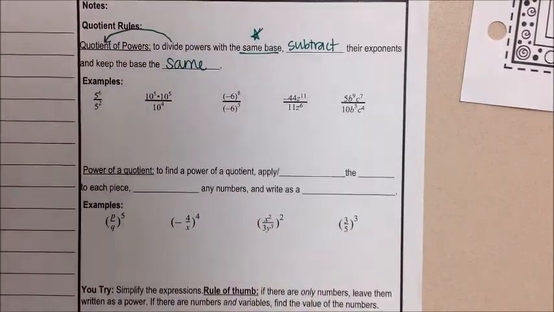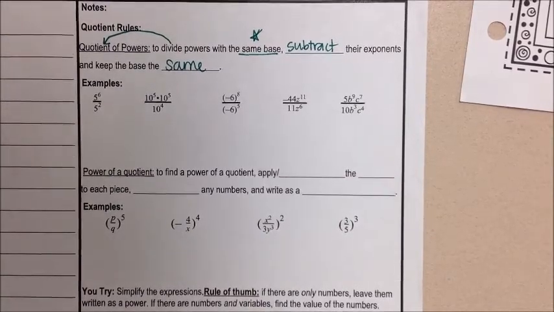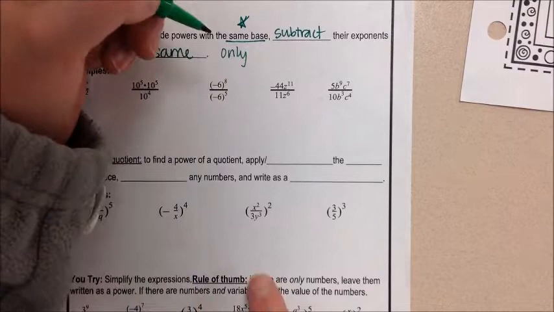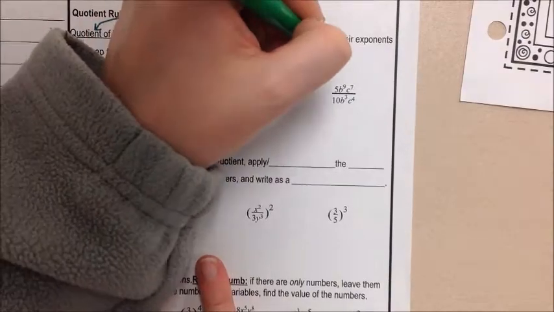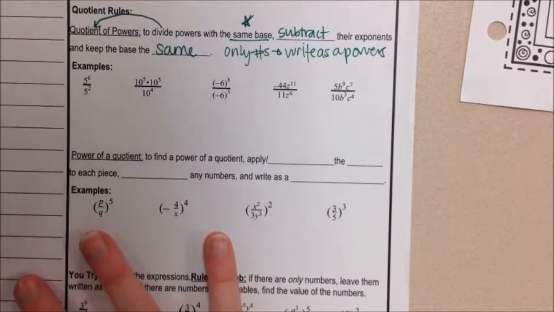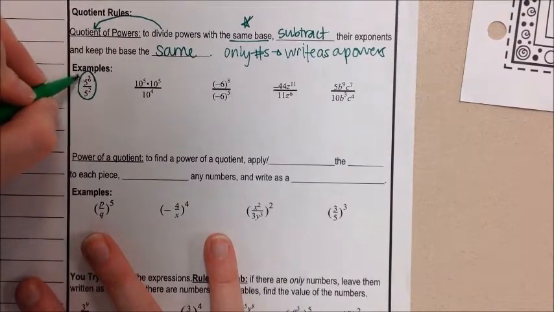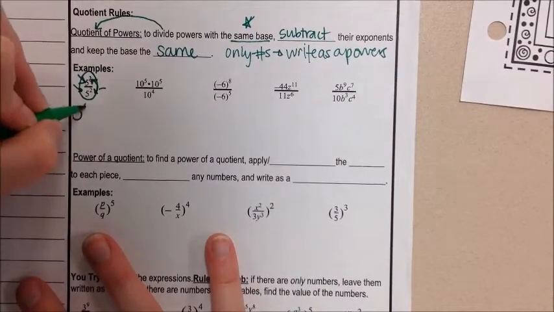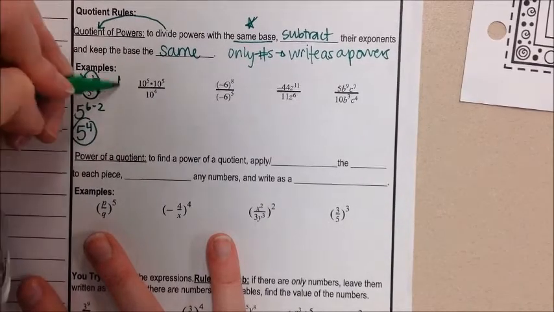Now we're going to get to some that have some other numbers in there, and I'll talk to you about how to simplify those. But with the exponents, you subtract. Now remember a rule of thumb, and it's written down here as well: only numbers means write as a power. Otherwise you can simplify, actually multiply the number out. So here I have the same base, 5 is my base, so I'm going to subtract 6 and 2. So I have 5 to the 6 minus 2, well 6 minus 2 is 4, so I can simplify that to be 5 to the 4.